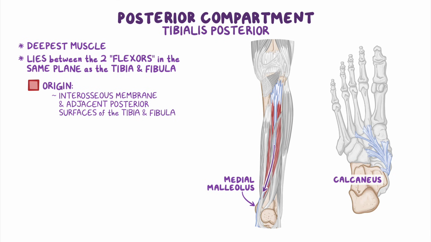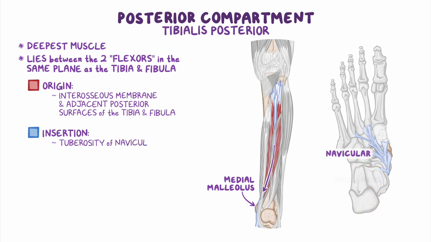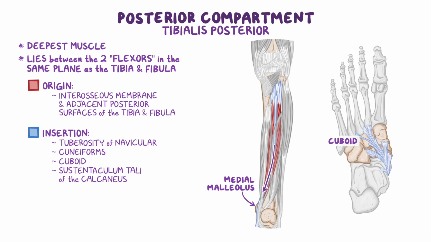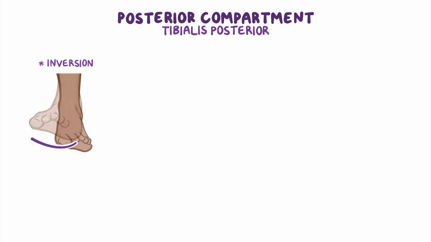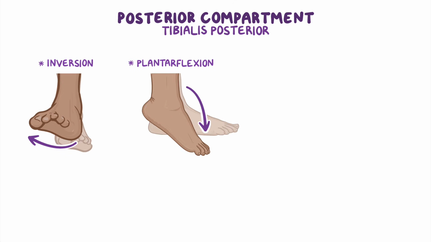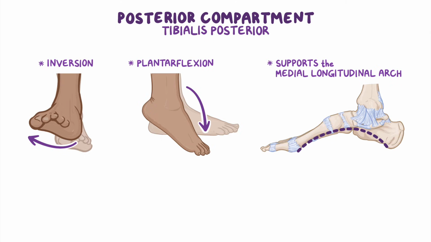the 2 flexor tendons. The tibialis posterior inserts into the tuberosity of the navicular bone, cuneiforms, cuboid, and sustentaculum tali of the calcaneus, along with the bases of the 2nd, 3rd, and 4th metatarsals. Its main job is to work with the tibialis anterior to produce inversion, and it also helps with plantar flexion of the ankle. Finally, it also supports or maintains the medial longitudinal arch of the foot during weight bearing.